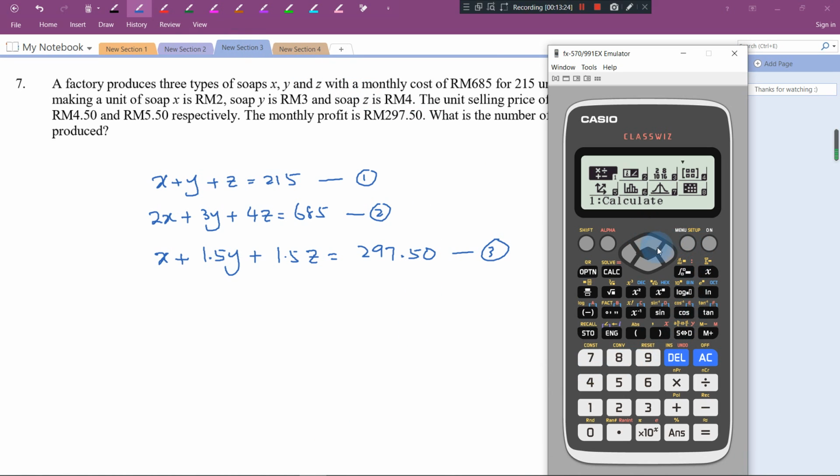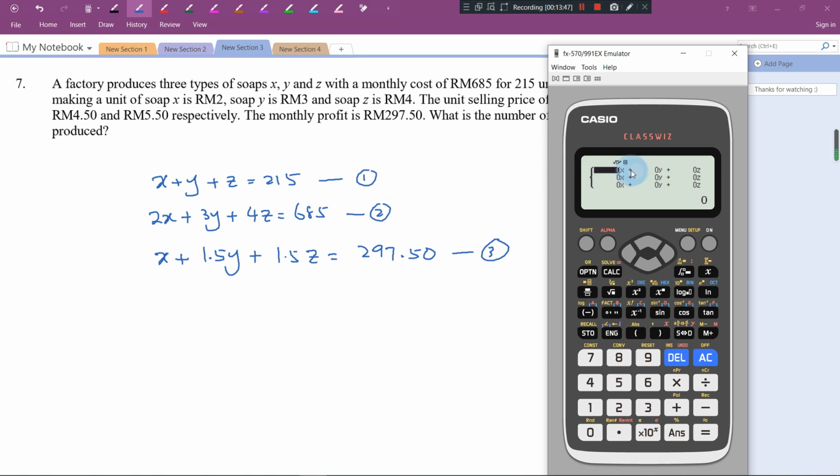Press the menu and then menus, then look at equation, then press equal, simultaneous equation, press 1. Now we have 3 unknowns, press 3. Before you use this one, make sure that the unknowns are on your left hand side and the constants on your right hand side.